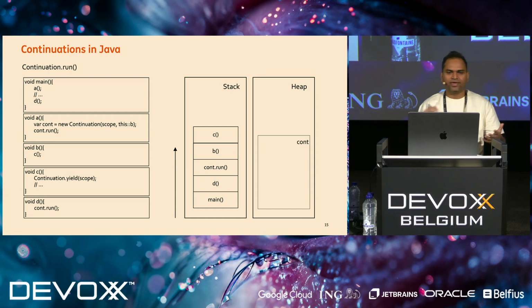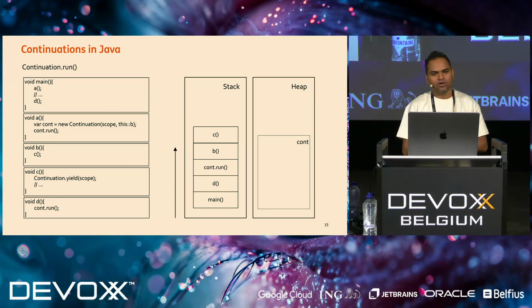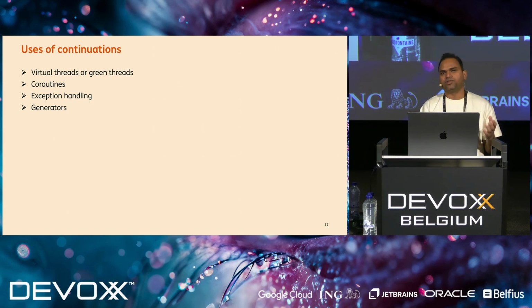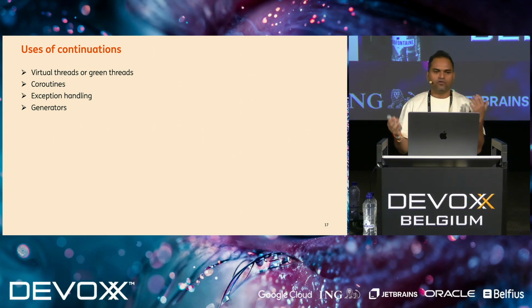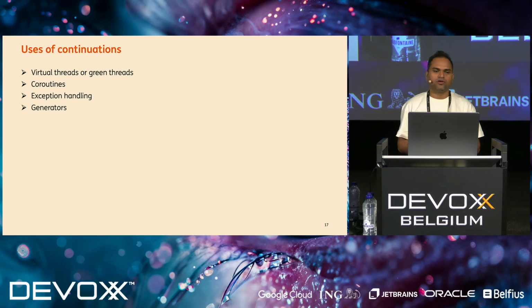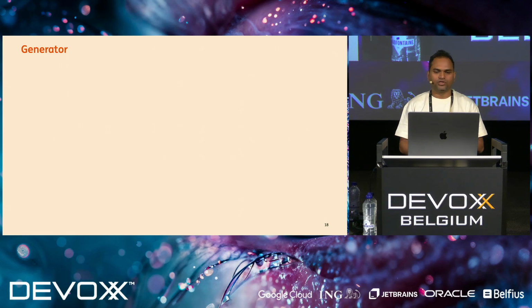So this wacky control transfer, what is it good for? Well, many things, including these four things. You can use this continuation to create virtual threads or green threads, obviously. But you can also use it to write your own version of coroutines or exception handling, and also generators. Now, in this talk, we are actually going to explore two of these uses. Firstly, generators, and then virtual threads. So let's take a look at generators.